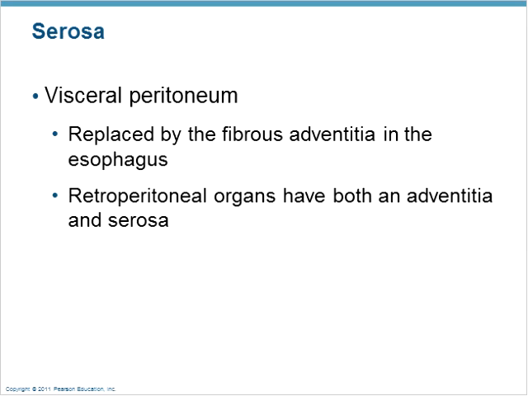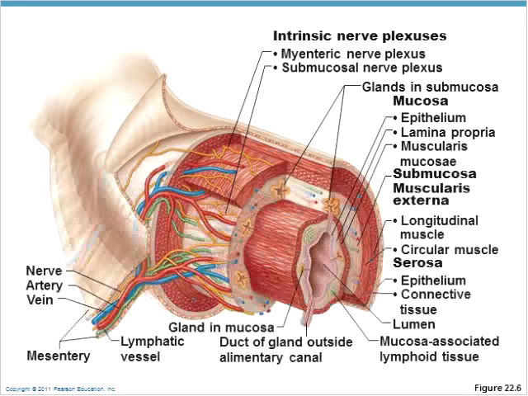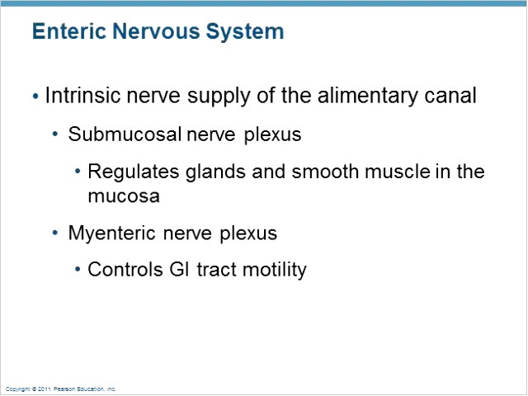The serosa is really visceral peritoneum. It's replaced by a fibrous adventitia in the esophagus, but it's really visceral peritoneum. The retroperitoneal organs have both an adventitia and a serosa, because that's just inherently what they have. And we've already talked about this before, so I won't go through this slide again.